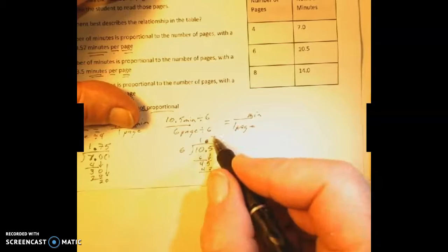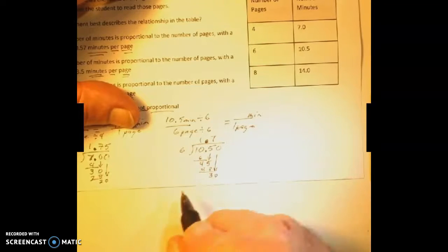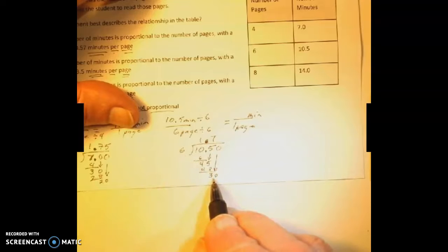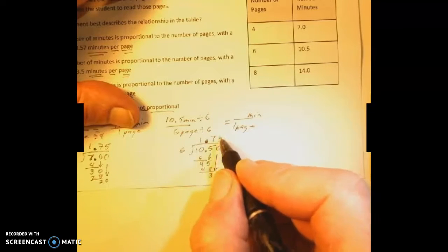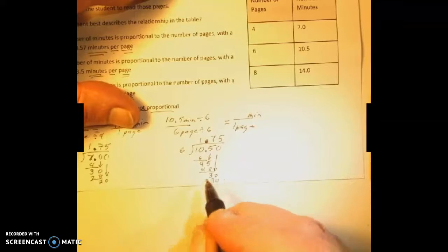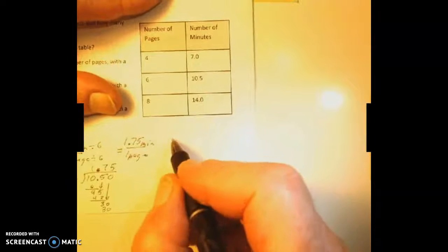We brought down the 5, so the 7 went up above the 5. We bring down the 0. 6 goes into 30 5 times. We brought down the 0, so that 5 goes above that 0. So it's 1.75. That is, again, the same answer. Okay, that's looking good. But again, you really need to check all 3.